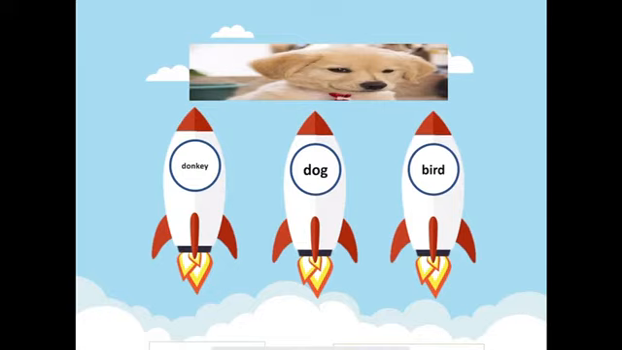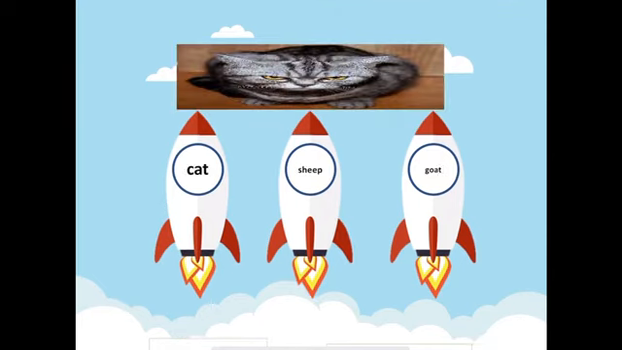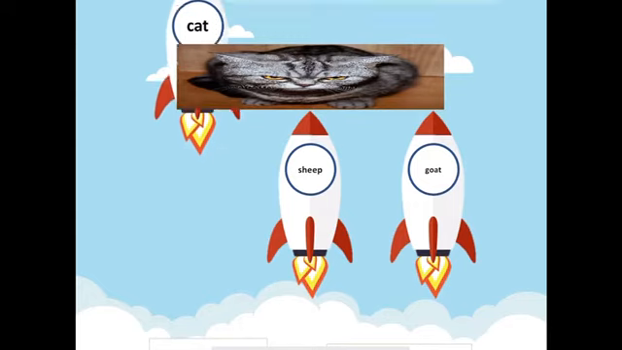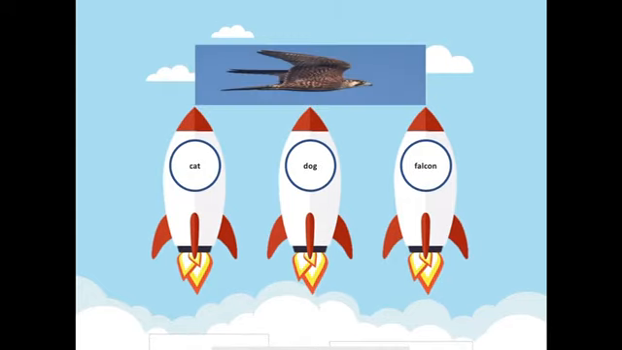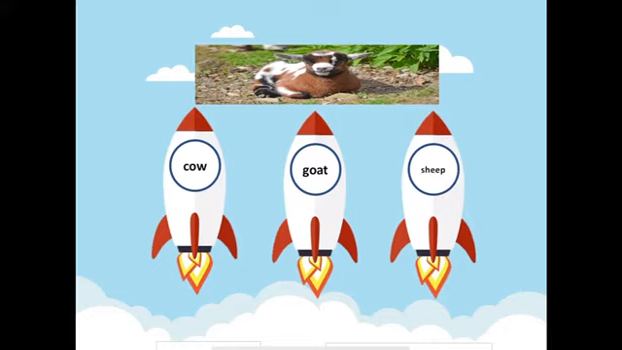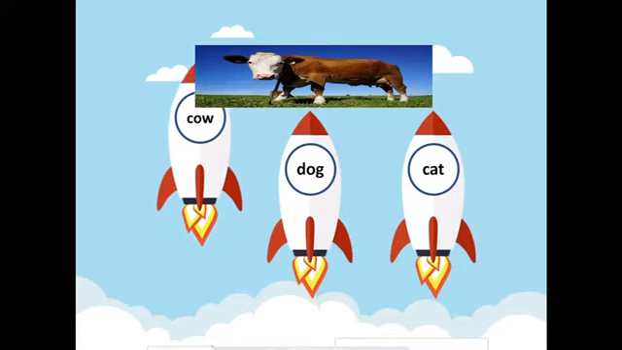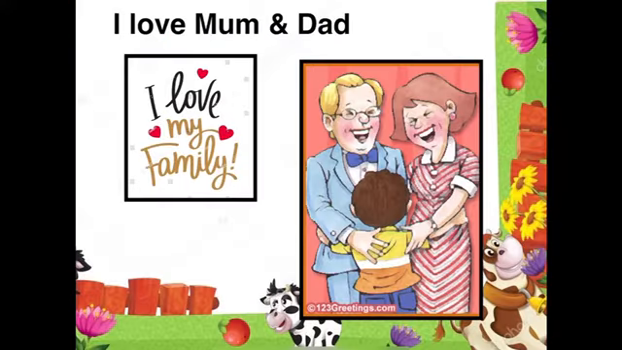Donkey, dog, bird. Yes, this is dog. Cat, sheep, goat. Yeah, this is cat. Cat, dog, falcon. Yes, this is falcon. Cow, goat, sheep. Yes, this is goat. Cow, dog, cat. This is cow.